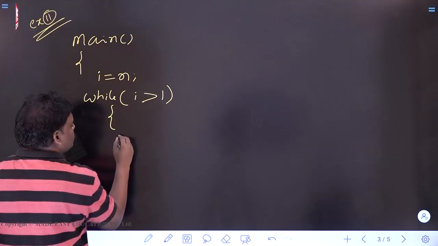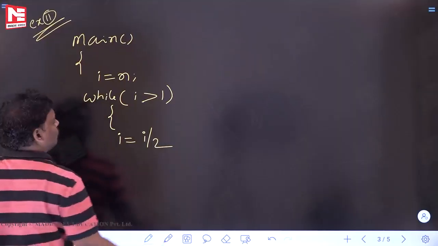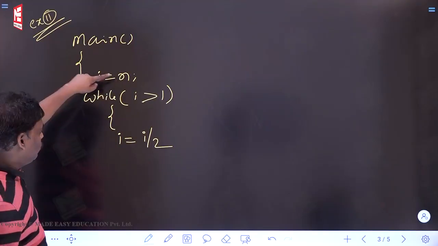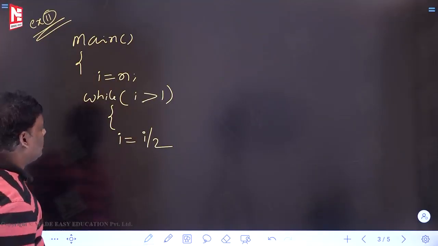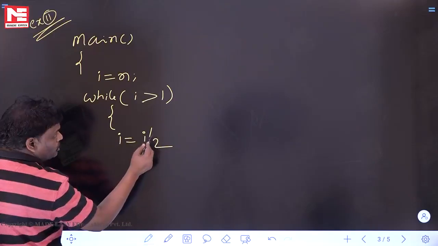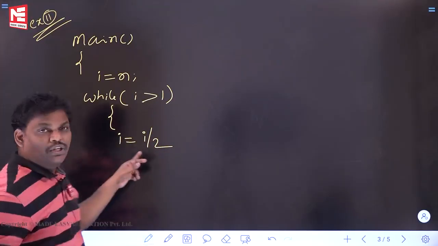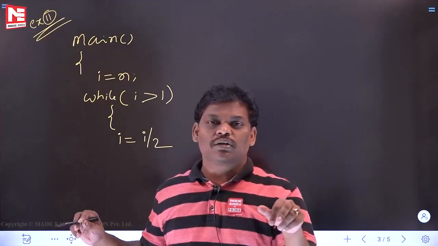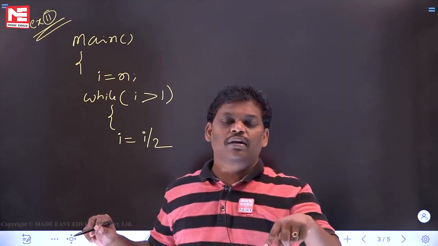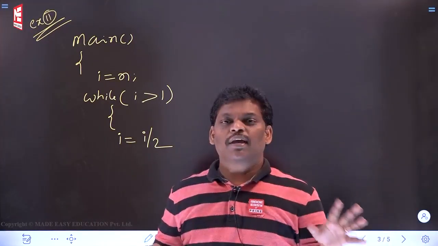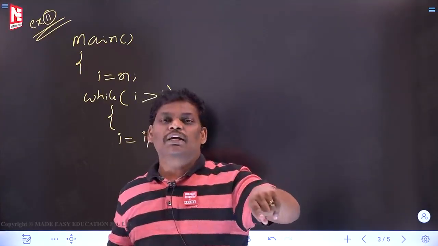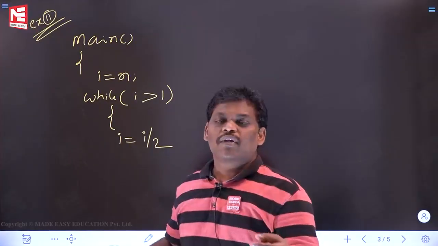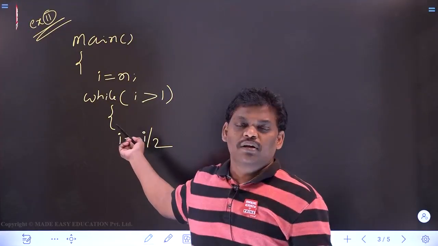Now see the answer. i = i / 2. Because i is already bigger, I have to decrement. Am I decrementing i minus 2 or i by 2? i by 2. Suppose i value is 1000. 1000 minus 2 is 998, but 1000 by 2 is 500. Both are decrementing, but i by 2 decrements so fast. That is the reason when you do i by 2, within less time this loop is over.